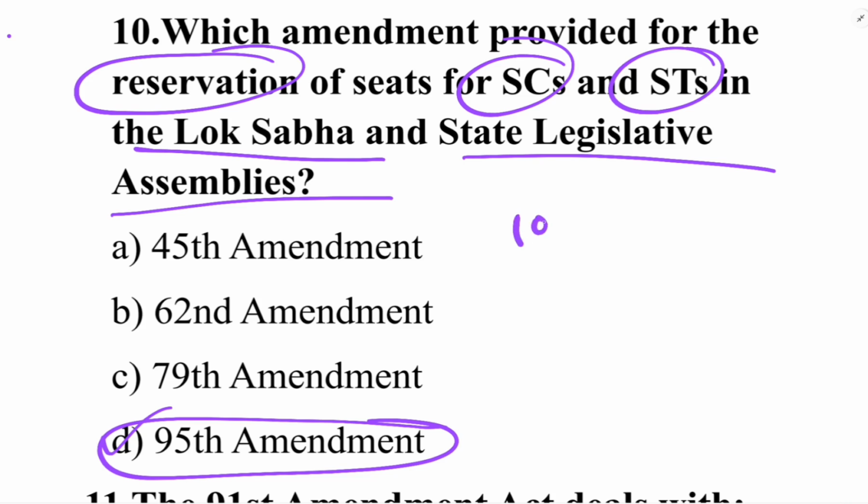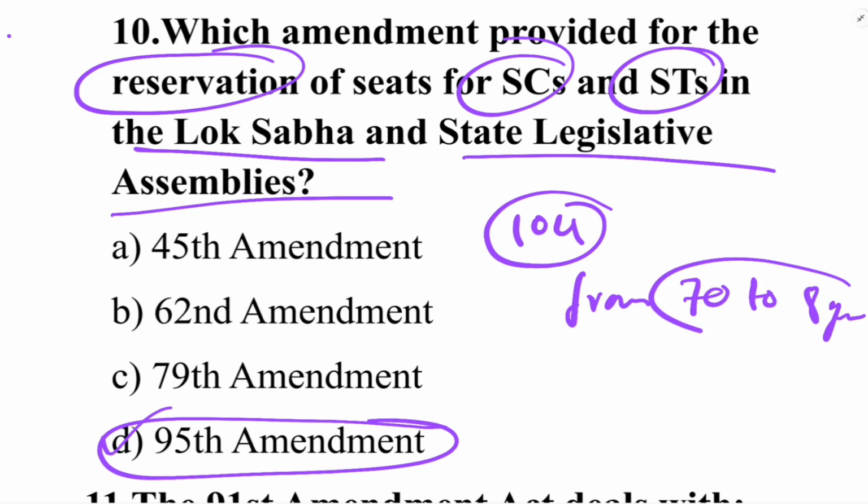Recently, the 104th Constitutional Amendment Act extended the time limit for terminating SC and ST seats in Lok Sabha and state legislative assemblies from 70 to 80 years. Earlier it was 70 and now it has been made 80 years.